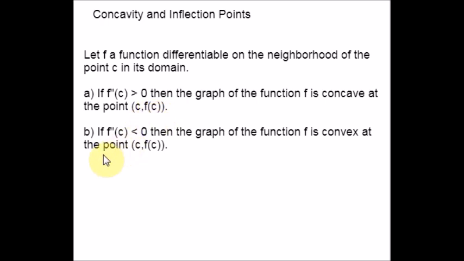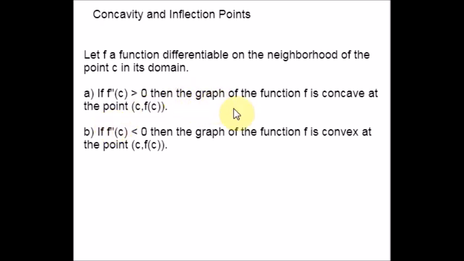In the same way, if f double dash of c, I mean the second derivative, is less than 0, then the graph of the function f is convex at the point c, f of c. So if it is less than 0, it is convex. If it is greater than 0, then we say that the function is concave at that particular point. So this is the first definition of concavity.